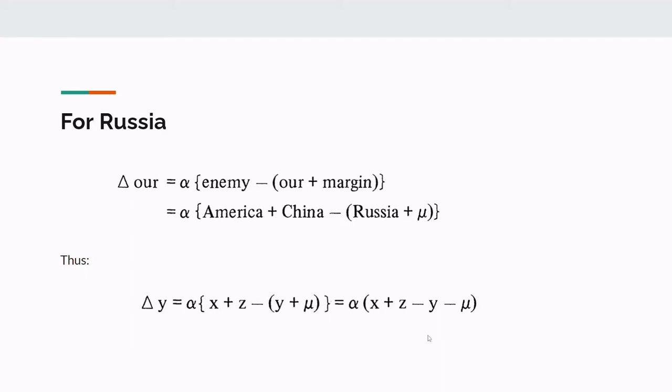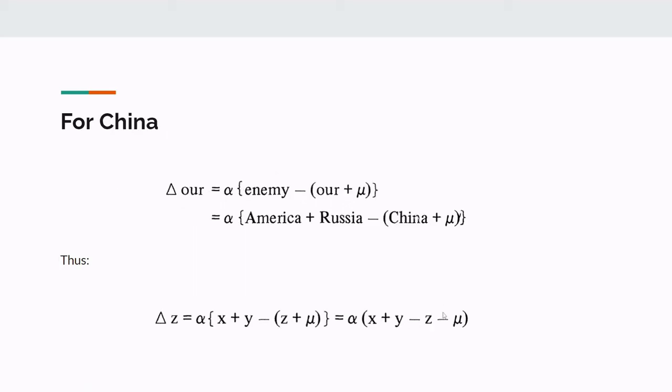Now, doing the same for Russia, we get that the enemy would be a potential alliance between the US and China, and on our side we would have only Russia plus the margin of strength. Then, again replacing the countries for their variables, we get this equation. And now for China, the potential enemy would be the US and Russia, and on our side we have China and the margin of strength. So we get the equation as follows.